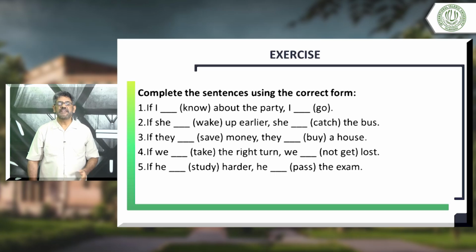Number 5, if he, yes, now this should be easy for you. If he had studied harder, he would have passed. Again, it shows the same thing. He did not study in the past and he did not pass the exam. So third conditional talks about an impossible situation in the past and the imagined result. Something in the past which did not happen and the imagined result. All right, move on to the next slide.